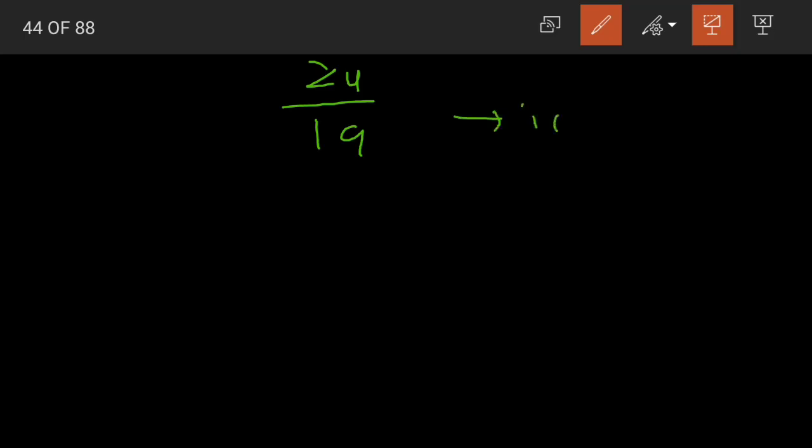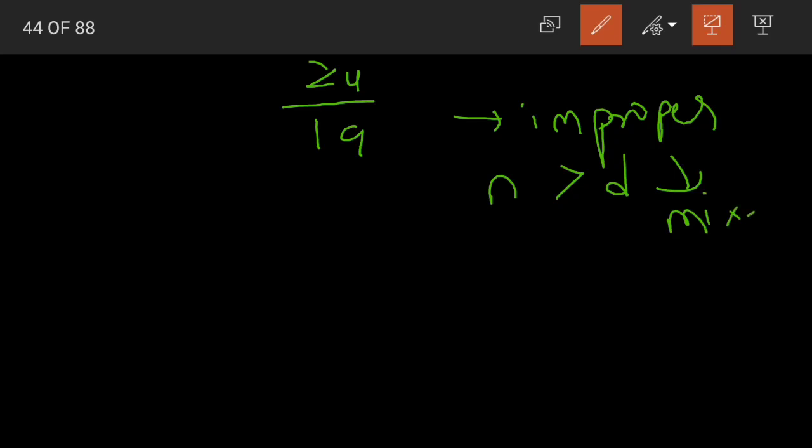What is this? This is an improper fraction, wherein the numerator is greater than our denominator. Yes, so if you remember from the previous class, improper fractions can be converted into mixed fractions. So let us simplify this.